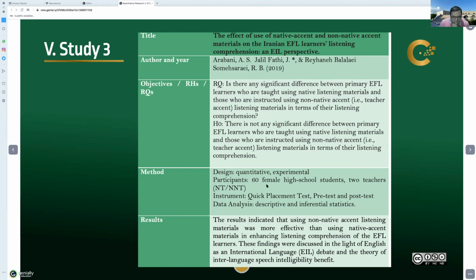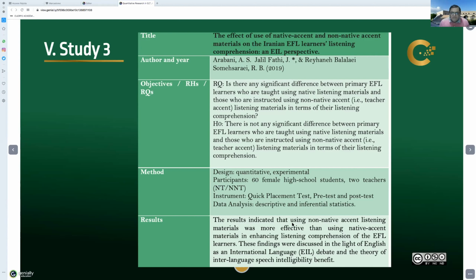There's a design here in the method, a quick Oxford Placement test, and they use two groups, of course, and they compare means. They use descriptive statistics, and they must use inferential statistics. Otherwise, you cannot confirm or reject the hypothesis stated previously. The results indicated that non-native accent listening materials were more effective than native accent materials, which again makes sense because maybe the rhythm, the accent, the intelligibility levels, there may be some aspects in there.